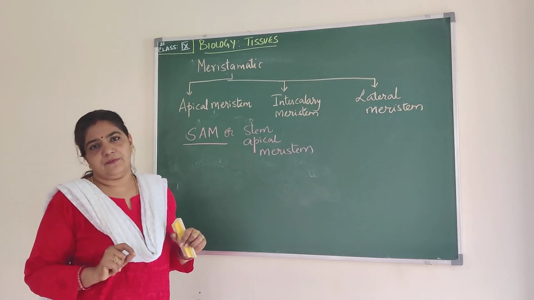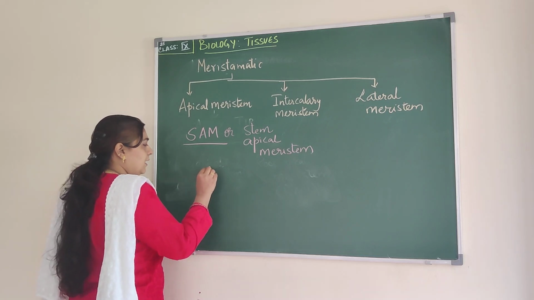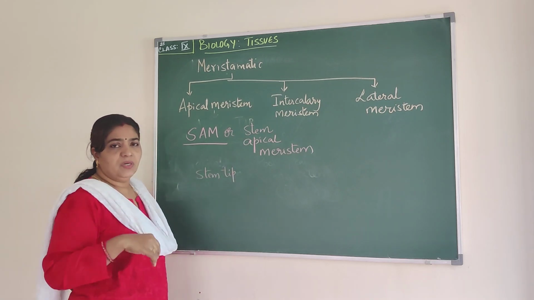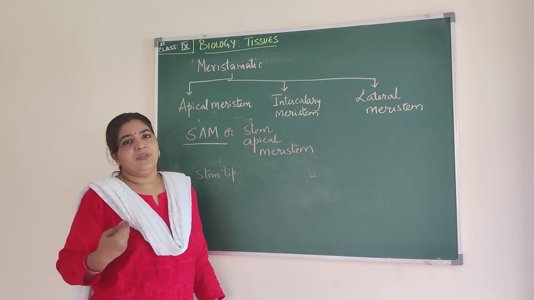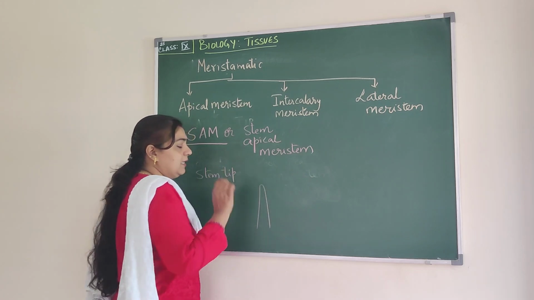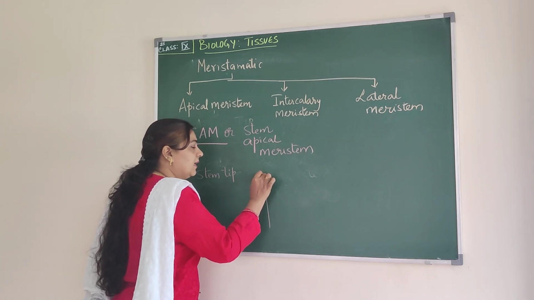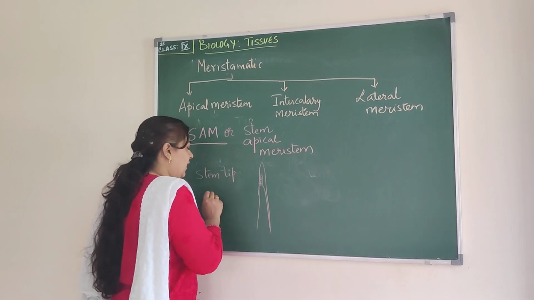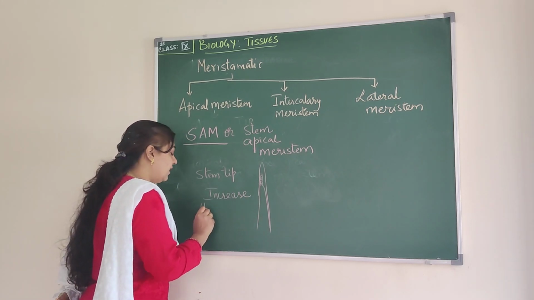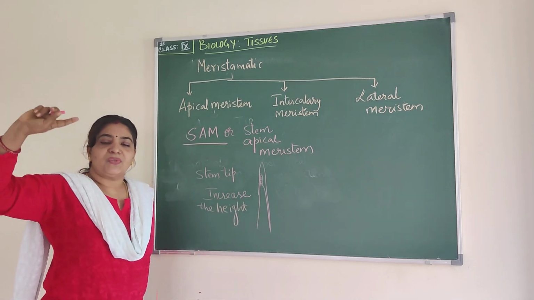So what might be the function of the stem or shoot apical meristem? As the name itself suggests, it is present at the stem tip. What is the function of meristematic tissue? To continue to divide and increase the number of cells. Now, if this is the stem tip, here it will be continuously dividing and increasing the number of cells, because of which it will increase the height of the stem. That's how the plants grow taller.